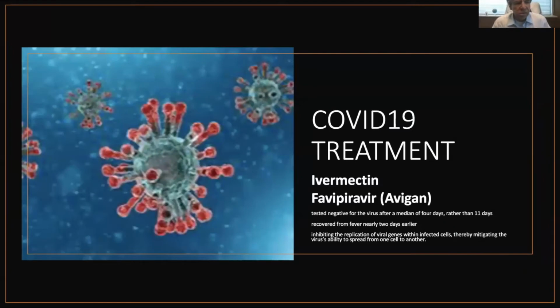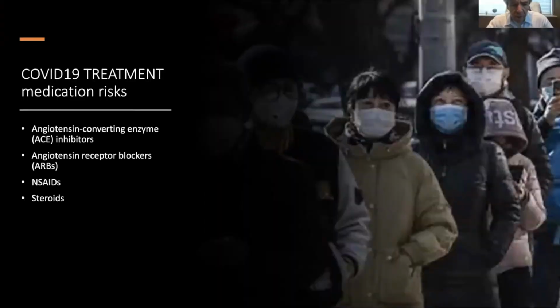There are other medicines that have been used in Africa and also in Japan. Ivermectin is, of course, an antiparasitic drug, and it works in a test tube, but so far has not been very helpful in patients because the amount of ivermectin that you utilize to get what is beneficial in a test tube is toxic to the patient. Then the Avigan, which is a flu drug that is used in Japan, is also in a study. So those are the treatments.